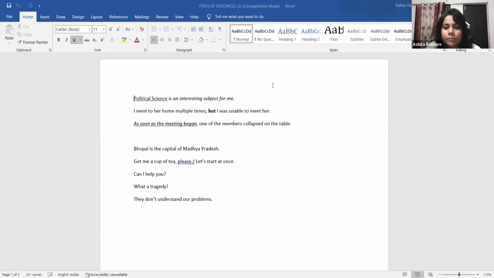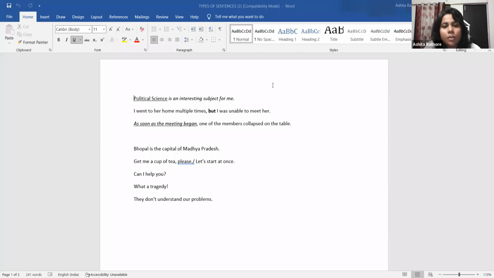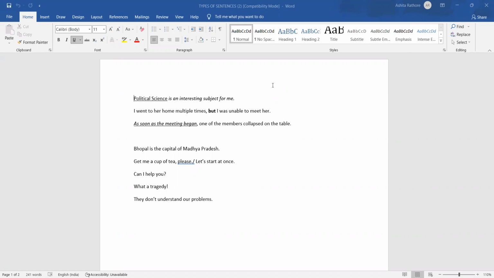All right. Let's focus on the other one. See, this topic is pretty short, so it will be done very quickly. All we have to do is bifurcate and understand and spot the different components. Let's look at the next statement. Adya, will you please read out the second sentence? I went to her home multiple times, but I was unable to meet her. Right. Now here, can you try and decipher different components?